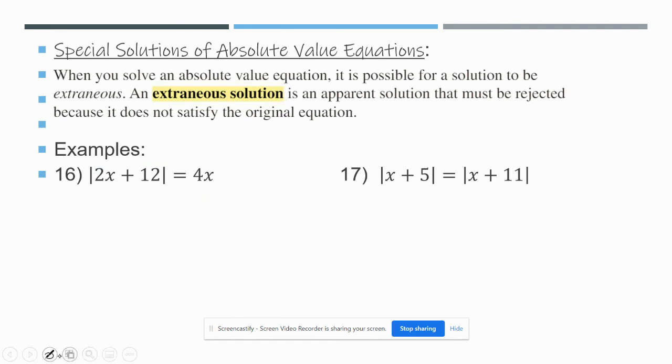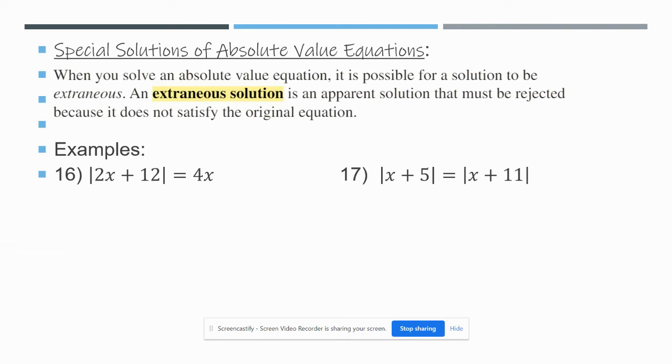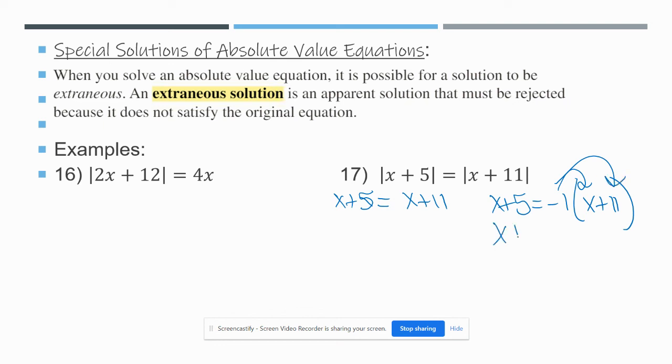The other type of equation that we'll run into looks like number 17. So we know that we're taking x plus 5, and we use x plus 11, and then x plus 5 and negative 1 times x plus 11. We have the positive and then the negative. If I distribute over here on the right, we have x plus 5 is equal to negative 1x minus 11.